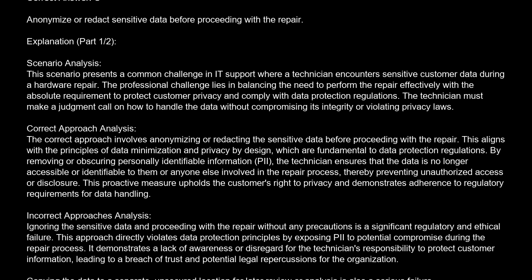Incorrect approach analysis. Ignoring the sensitive data and proceeding with the repair without any precautions is a significant regulatory and ethical failure. This approach directly violates data protection principles by exposing PII to potential compromise during the repair process. It demonstrates a lack of awareness or disregard for the technician's responsibility to protect customer information, leading to a breach of trust and potential legal repercussions for the organization.